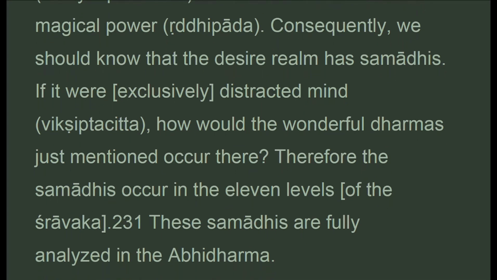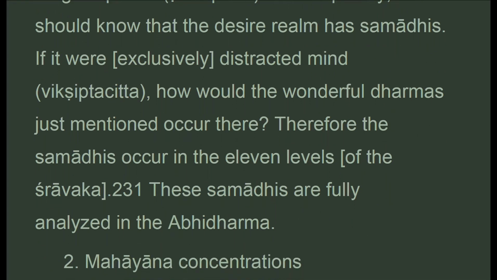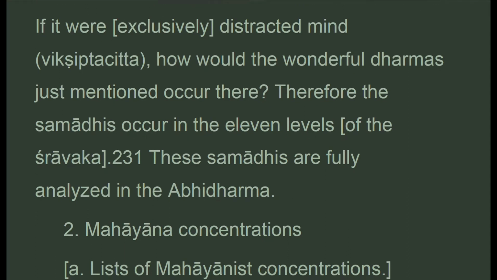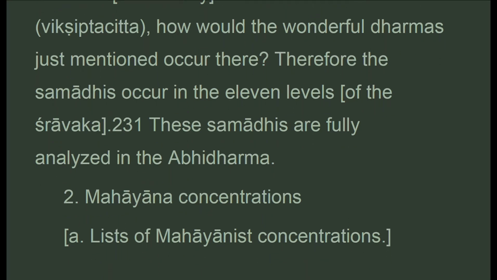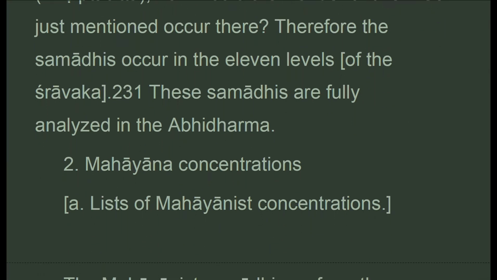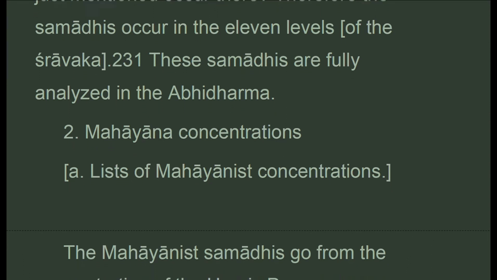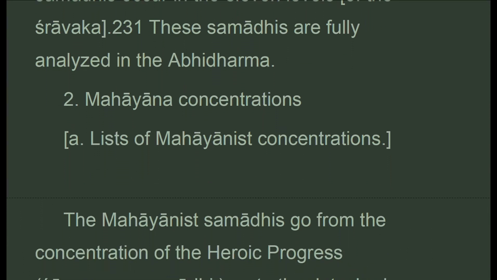If it were exclusively distracted mind, how would the wonderful dharmas just mentioned occur there? Therefore the samadhis occur in the 11 levels of the Sravaka. These samadhis are fully analyzed in the Abhidharma.